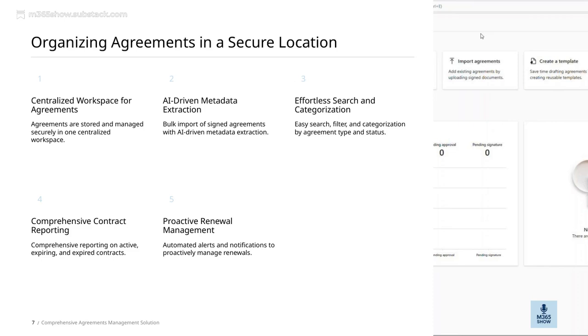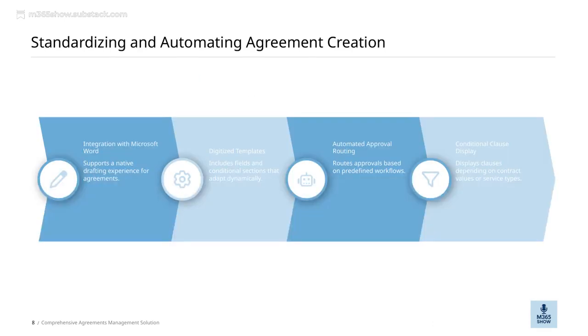Altogether, these features form a secure, organized, and intelligent system for managing your agreements, fitting seamlessly into the larger picture of effective contract oversight. Now, let's look at how our solution makes agreement creation both standardized and automated. One of the key features is the ability to display clauses depending on contract values or service types. This means the system intelligently shows the relevant clauses, making the process more efficient and reducing errors.